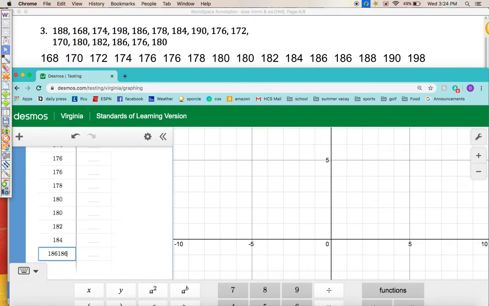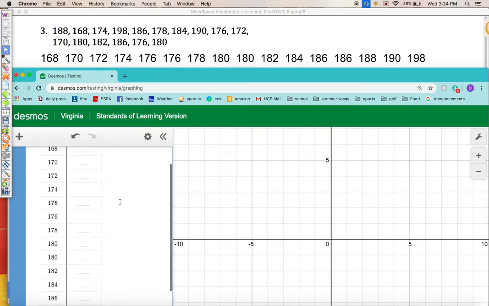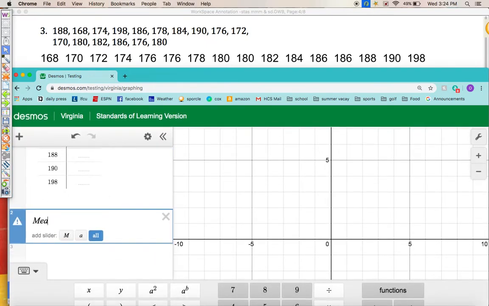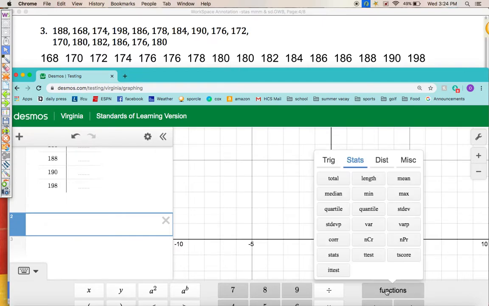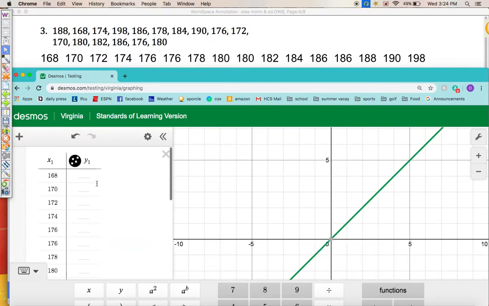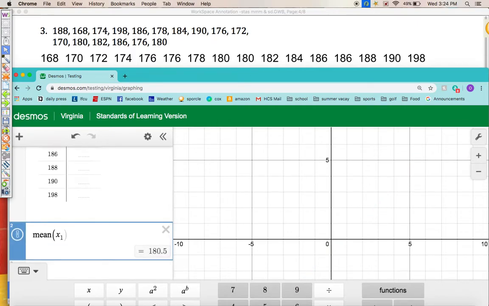I'm plugging them all in. Takes a couple seconds, but it's very important that you go back and make sure that they're right. If you don't have the right numbers in, it's not going to work. All right, then I'm going to go down here and I'm going to go mean. Now I can't type it in, I have to use my function. Mean of x1, make sure it's still x1. 180.5.